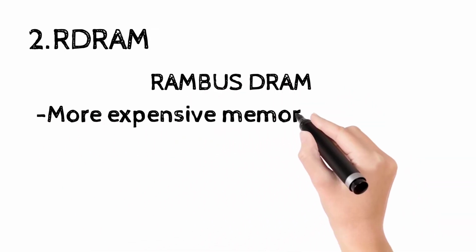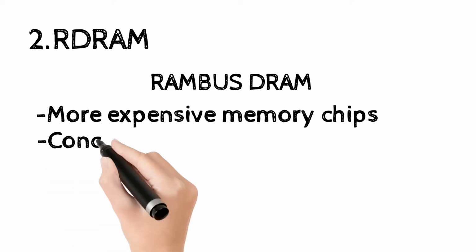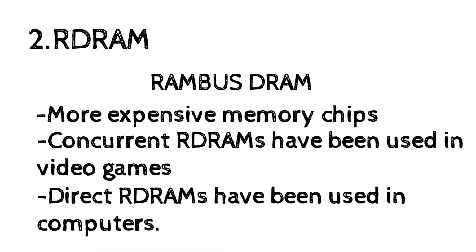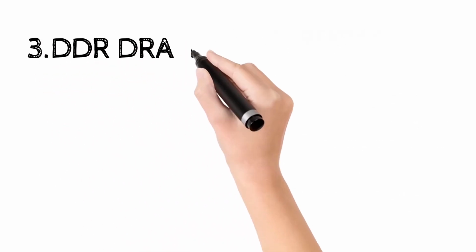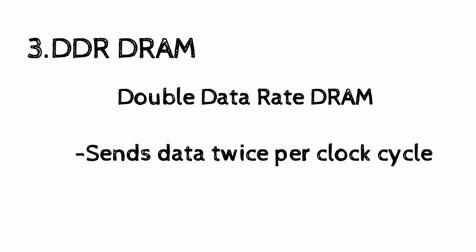Next one is RDRAM, Rambus DRAM. They are more expensive memory chips. RDRAM chips are vertical packages with all pins on one side. Concurrent RDRAMs have been used in video games, while direct RDRAMs have been used in computers. Next one is DDR DRAM, double data rate DRAM. It uses both rising and falling edge of the clock for data transfer, that is positive edge and negative edge.